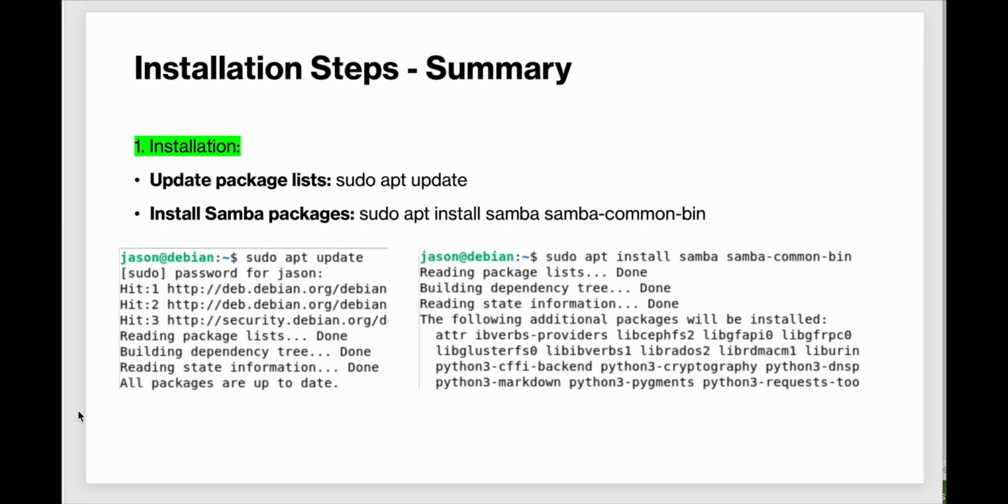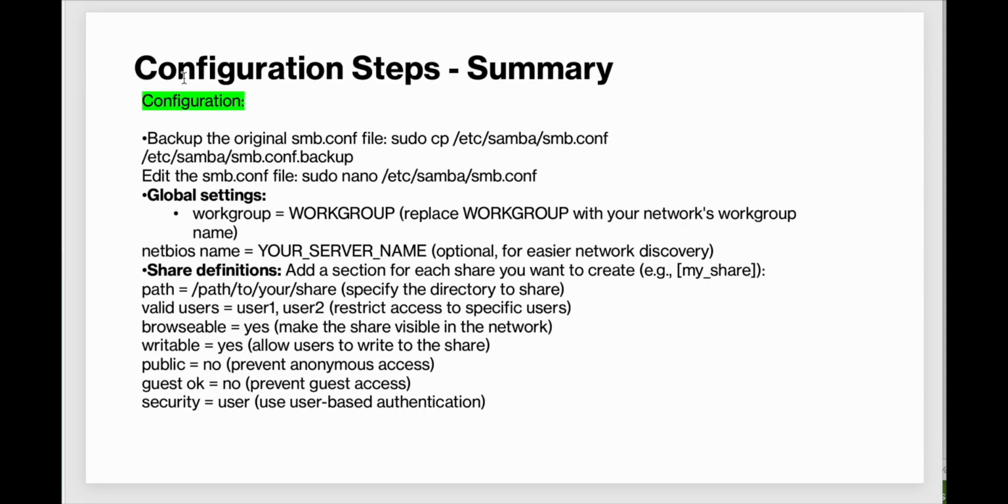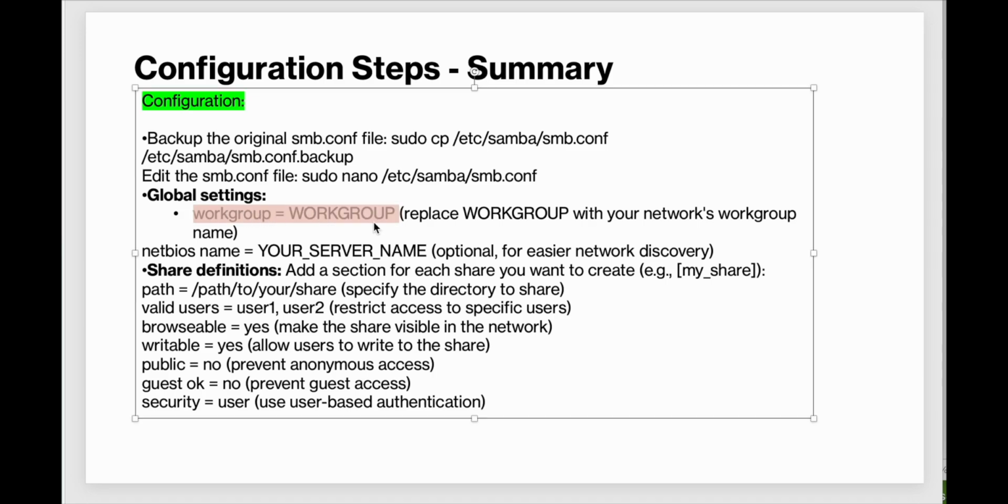Now, installation steps are basically simple. We update our system with sudo apt update, and then, not surprisingly, we install Samba with sudo apt install samba-common-bin, and here is our configuration file. Essentially what we're going to do is configure our workgroup name and then configure our path. And whatever you do, the first thing you do when modifying any configuration file is back it up.